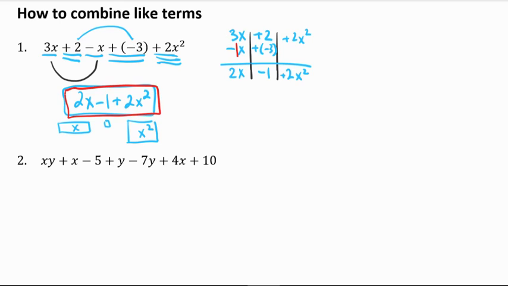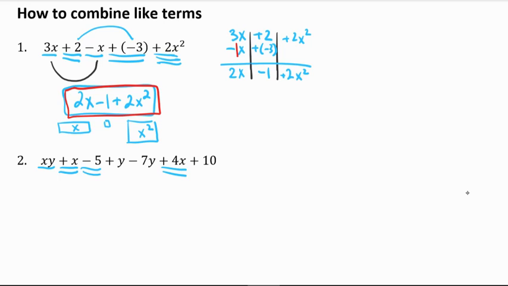All right, let's do the same thing on number 2. Let's see, let's start with xy. And I do see an x and I do see a y, but those are not like terms with xy because nothing else has an x and a y after it. So that one's all by itself. So let me go on to plus x and put 2 lines. And then plus 4x is going to go with plus x because they both have an x on the end.